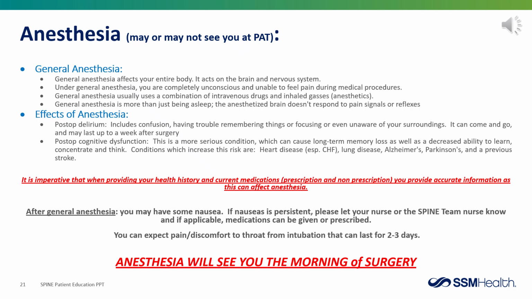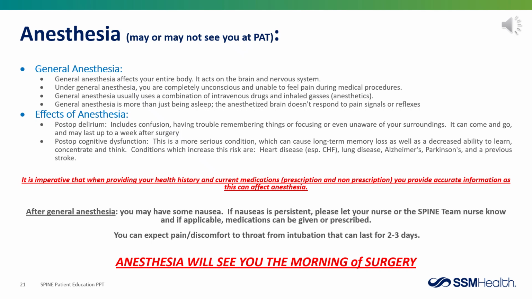Anesthesia. General anesthesia is given to you during your surgery process. General anesthesia affects your entire body. It acts on your brain and nervous system. Under general anesthesia, you are completely unconscious and unable to feel pain during the medical procedure. General anesthesia is usually a combination of intravenous or IV drugs and inhaled gases. General anesthesia is more than just being asleep. The anesthetized brain does not respond to pain signals or reflexes.